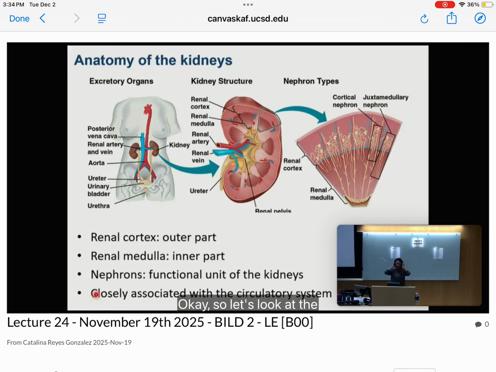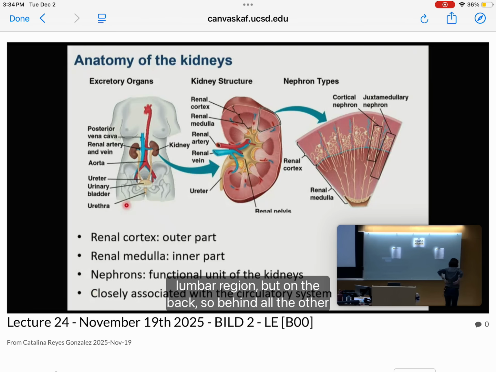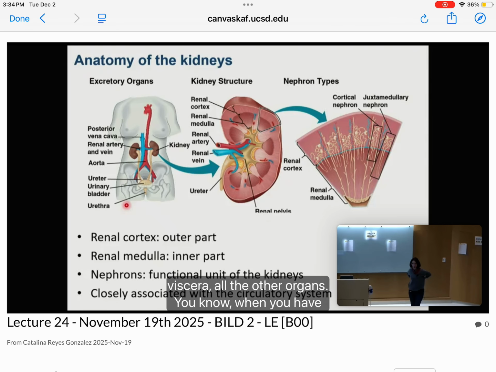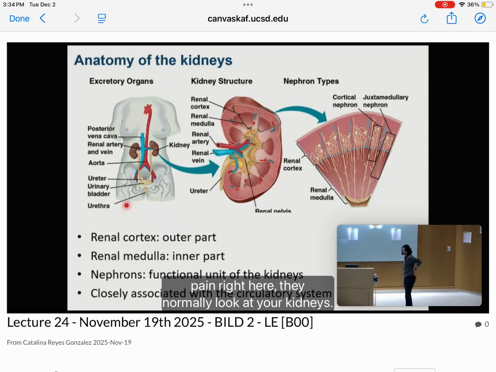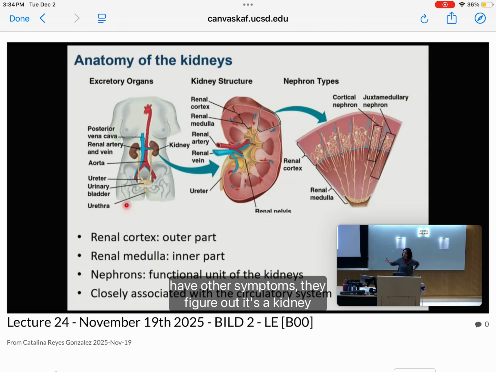Okay, so let's look at the anatomy of the kidneys first. The kidneys are located on your lower back, so the lumbar region, but on the back, so behind all the other viscera, all the other organs. You know, when you have pain right here, they normally look at your kidneys. Could be back muscle pain, but sometimes if you have other symptoms, they figure out it's a kidney infection or something like that. So normally the kidneys are back here, lumbar region in the dorsal part.